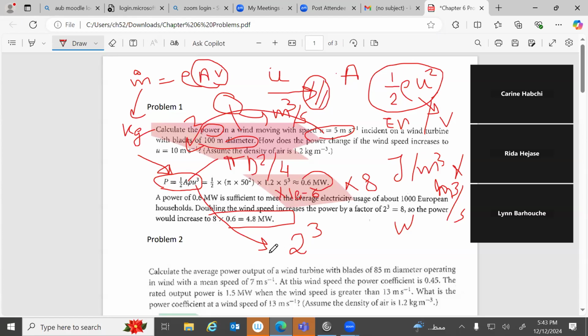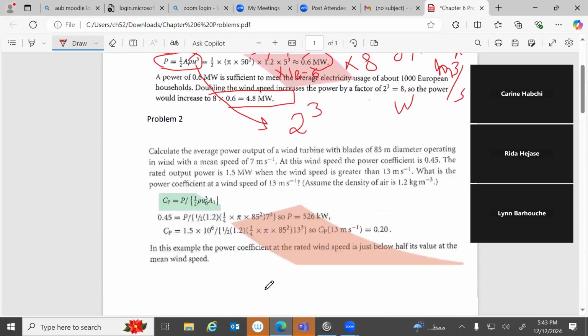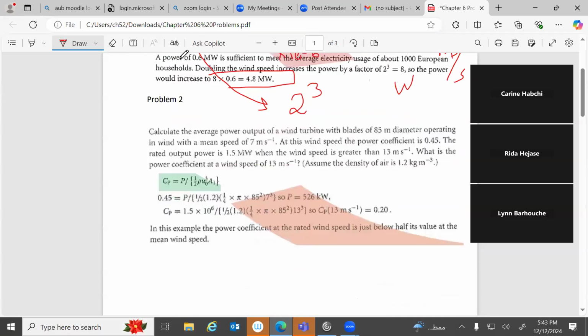Okay. Another problem. We want to calculate the average power output of a wind turbine with blades of 85 meter diameter operating in wind with a mean speed of 7 meters per second. At this wind speed, the power coefficient is 0.45. What do we mean by power coefficient? It's the coefficient of performance.